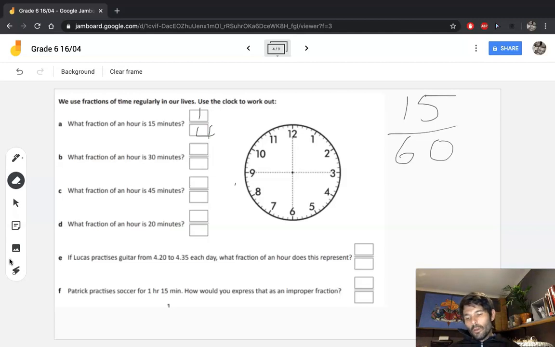We can also have a look at the clock and we can mark off the 15 minutes, and I'll use a different color. There it is there.